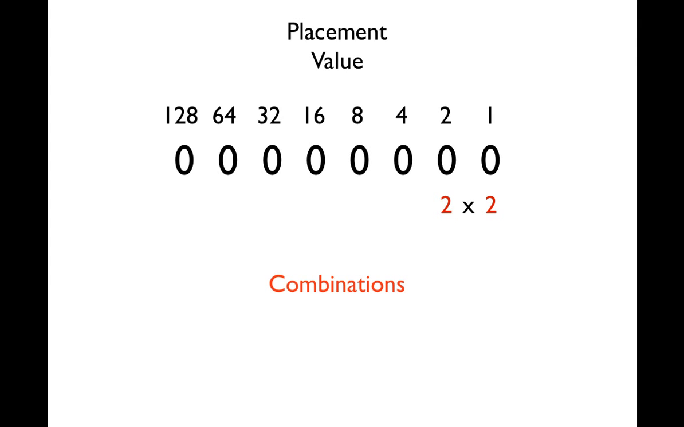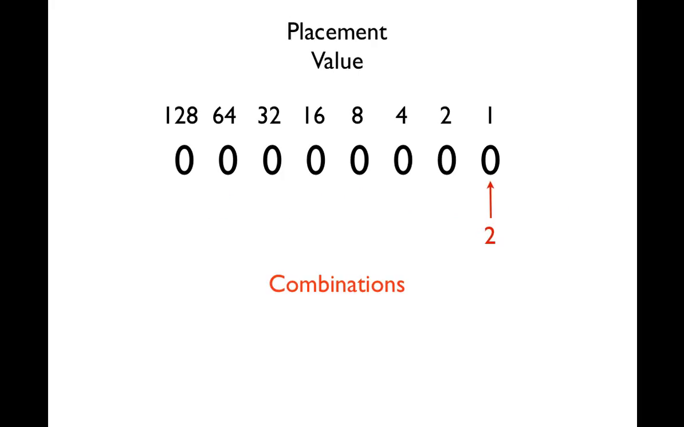If we were to play this combination out all the way to the 128 place, we see that it's really 2 to the 8th power, or 2 times itself, 8 times, which would yield a max combination of 256 for 8 bits, or a byte.